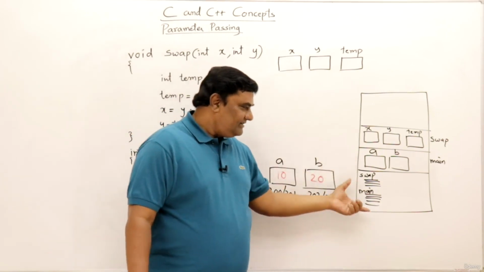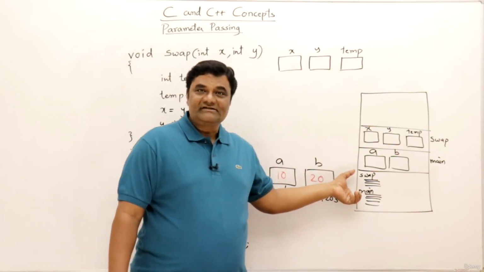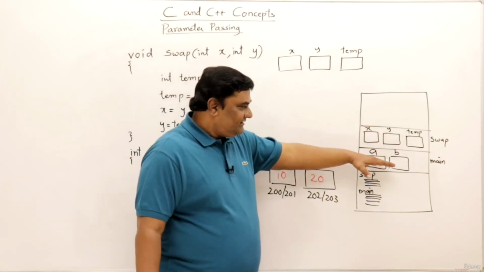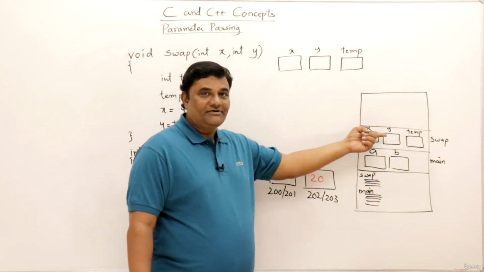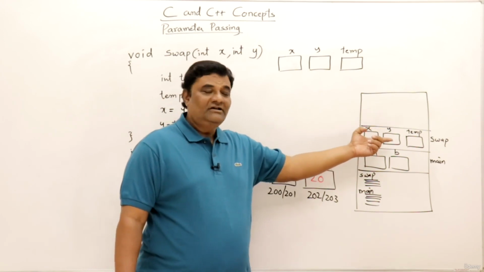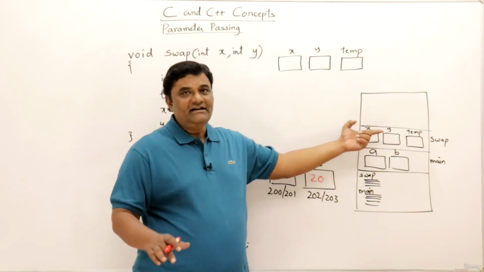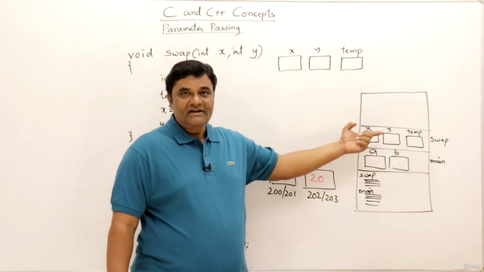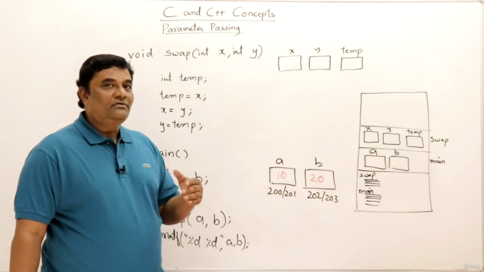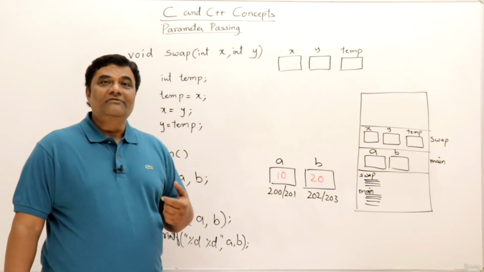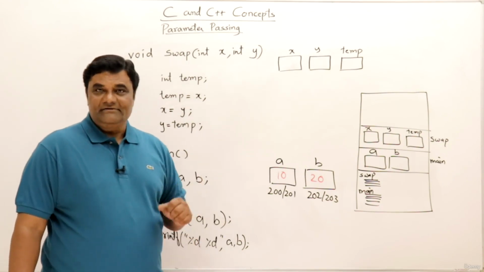Inside the main memory, this is the code section where our program is residing, and these are the stack frames or the activation records of main function and swap function. When the function swap is called, this activation record will be created and deleted when the function ends. So for explaining the working, I have taken these diagrams. Now let us understand call by value and its working.